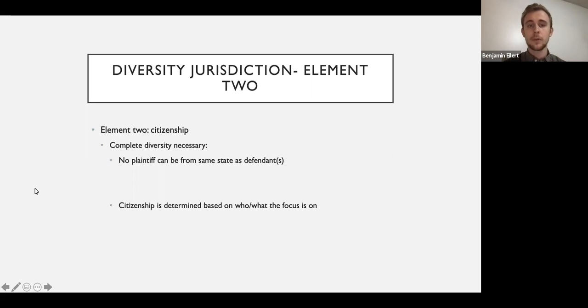Moving forward, we're going to explore the second element, which is citizenship and complete diversity. That means that no plaintiff can be from the same state as any of the defendants. Citizenship, there is no blanket rule for this, and it's really determined based on who or what the focus is on with regard to plaintiff and defendant. Let's see what that means.